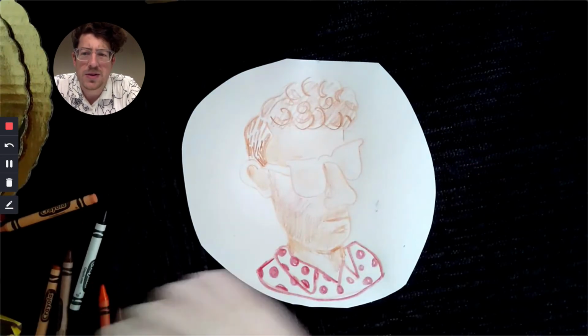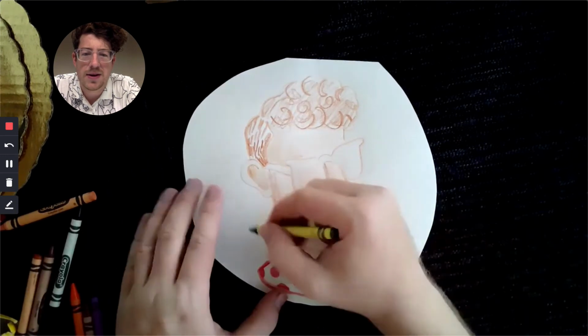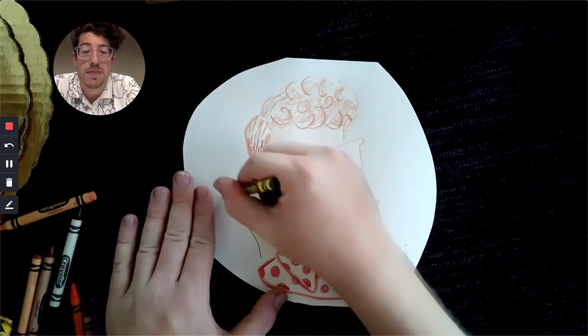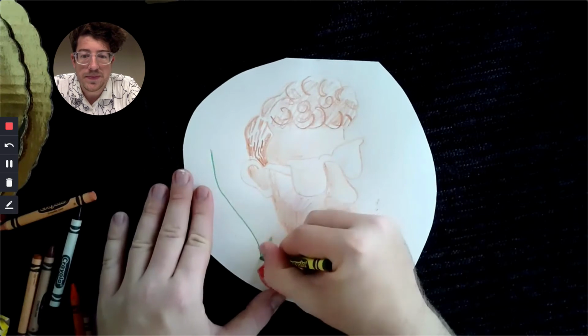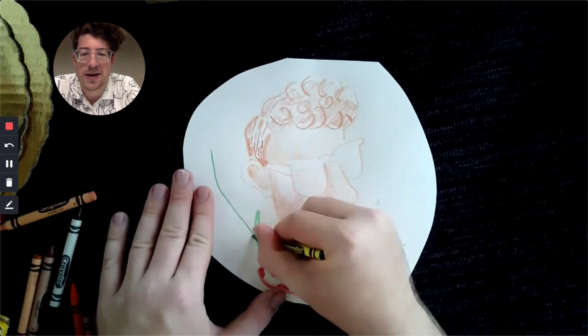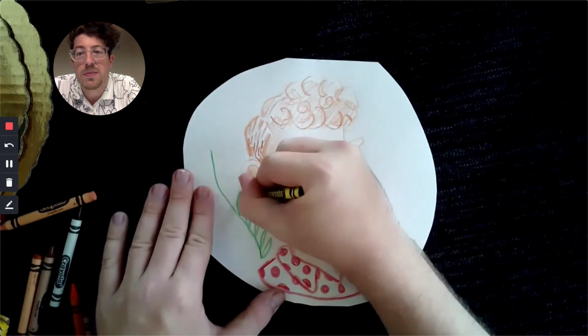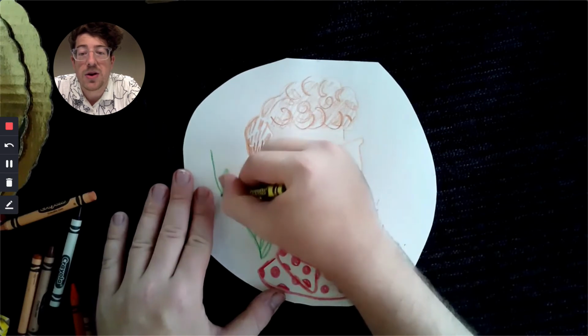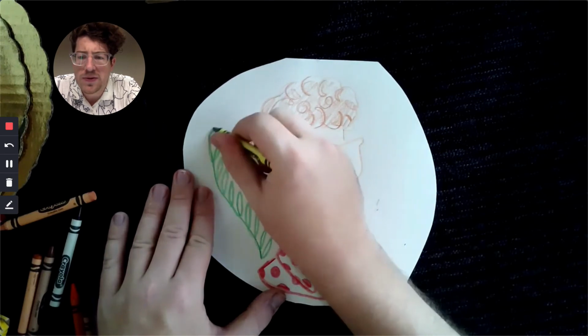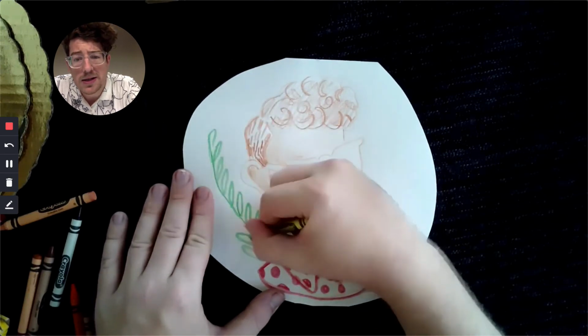And what do you think I'm going to do now? The background. So the background is going to help tell more of a story about who you are. What sort of things do you like? Where do you like to be?